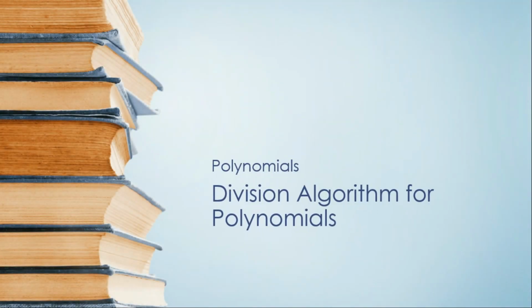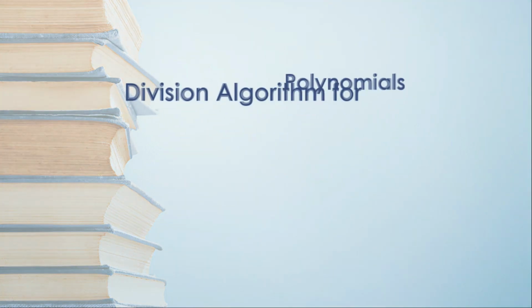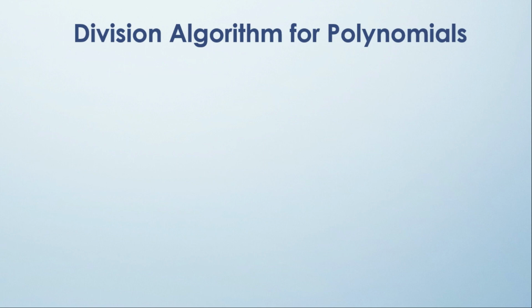Let us now learn about our last topic, which is the division algorithm for polynomials. If you are given a cubic polynomial and you know only one of its zeros, using this division algorithm, you can easily find the other two zeros.